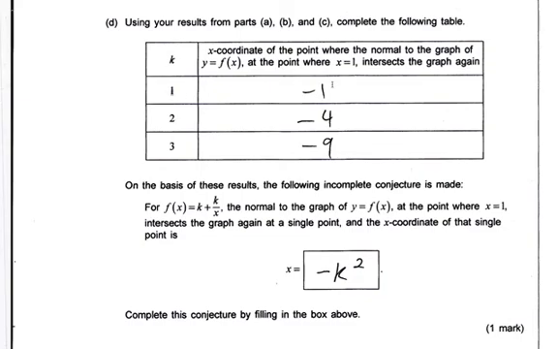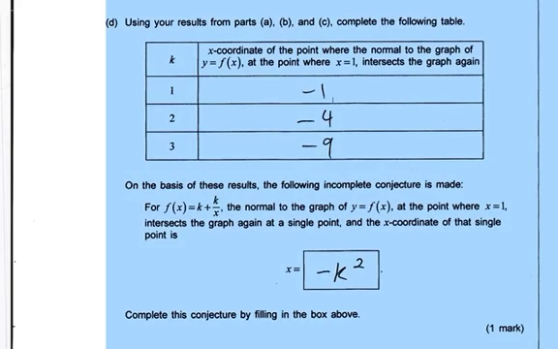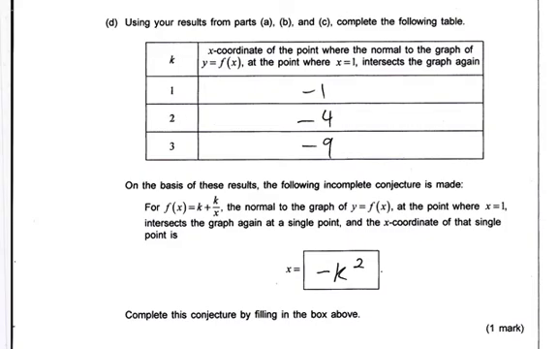So we have k equals 1, -1, okay? 2, -4. Well, we know that 2 squared is 4, right? And we know that 3 squared is 9. So we're looking at the numbers squaring here, but not just squaring k, negative squaring, because we always have a negative out the front. And so from that, it's just a matter of seeing that pattern in order to make this conjecture, that we have -k squared.